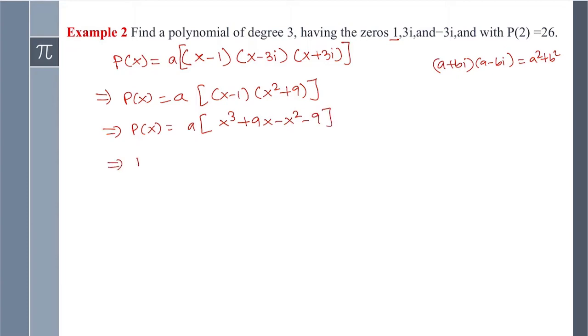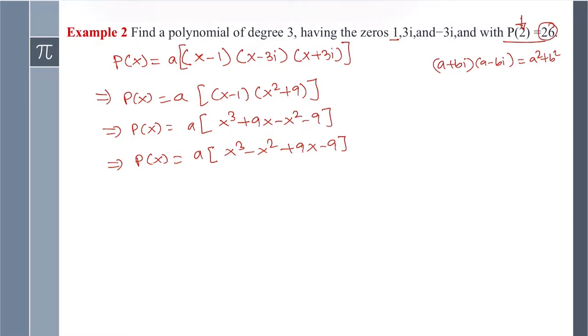Now before we distribute that a, we can use the given condition to find the value of a. So let's write this in order and then we'll do that. So a times x cubed minus x squared plus 9x minus 9. So this says that when x is 2, the value of the polynomial function is 26.